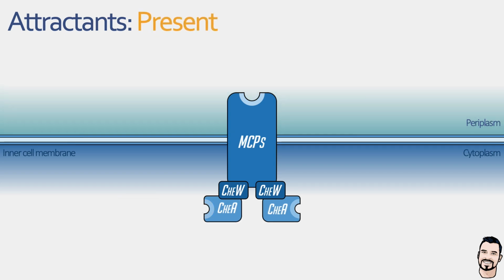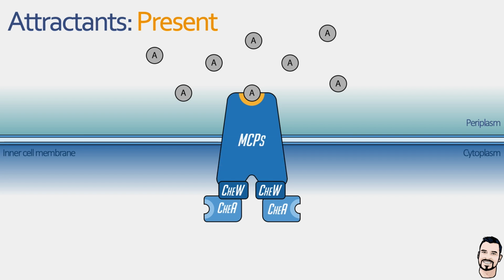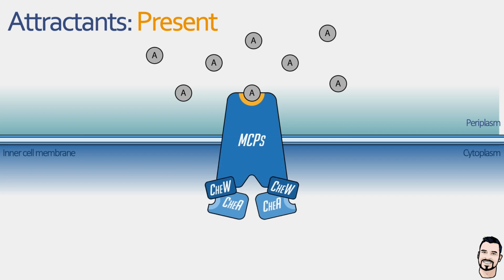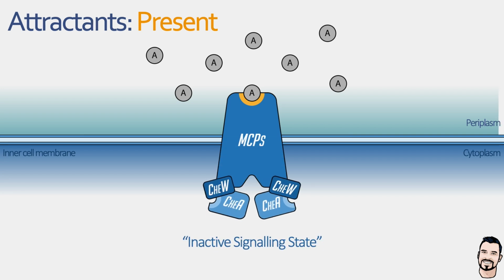And so, if a bacteria finds itself in an environment filled with attractants, they will be taken into the periplasm and accumulate. If concentrations are high enough, they will bind to methyl-accepting chemotaxis proteins, and in doing so, they will cause a conformational change throughout the chemosensory complex. This leads to the complex switching to a sort of inactive signalling state.